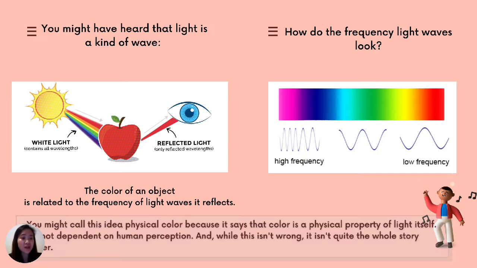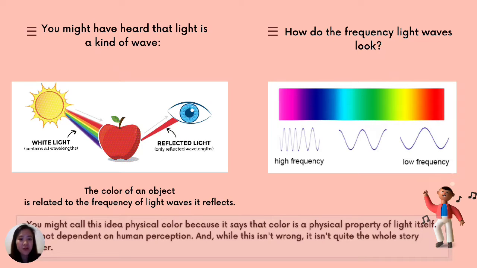You might have heard that light is a kind of wave and that the color of an object is related to the frequency of light waves it reflects. You can see the red apple here, right? In this idea of physical color, they say that when the light is shining on the apple, it absorbs all the other colors and reflects the red. So you can see the red apple, but it's not the red. It's amazing, very interesting, right?